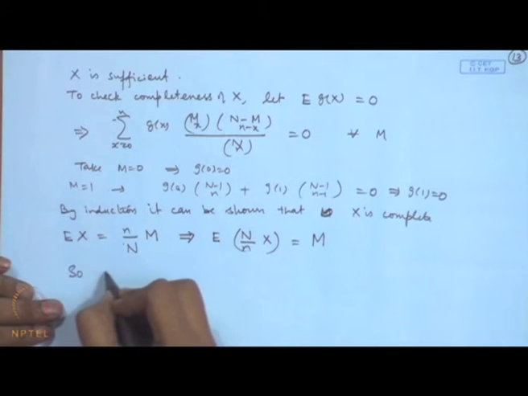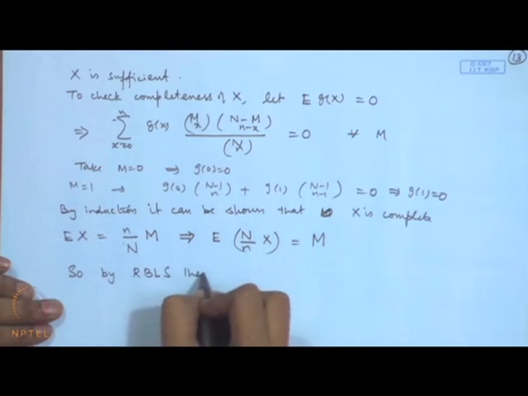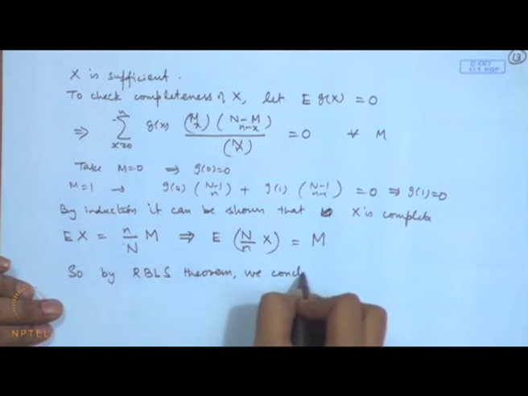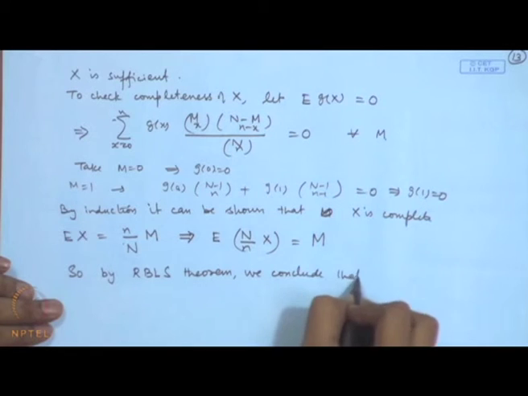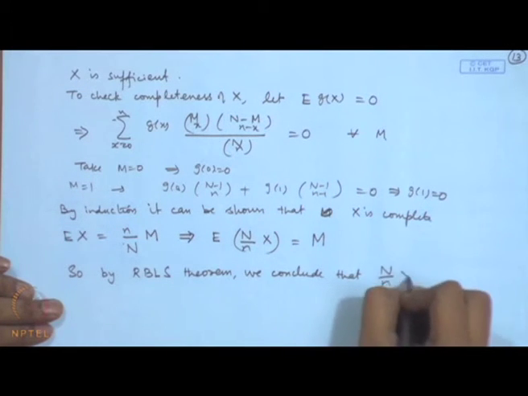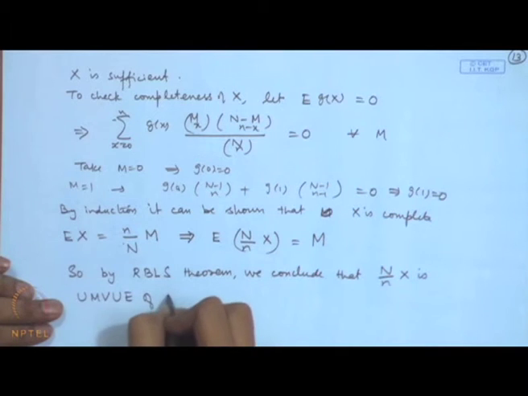So, we conclude by the Rao, Blackwell, Lehmann, Scheffe theorem that N by n X is UMVUE of m.